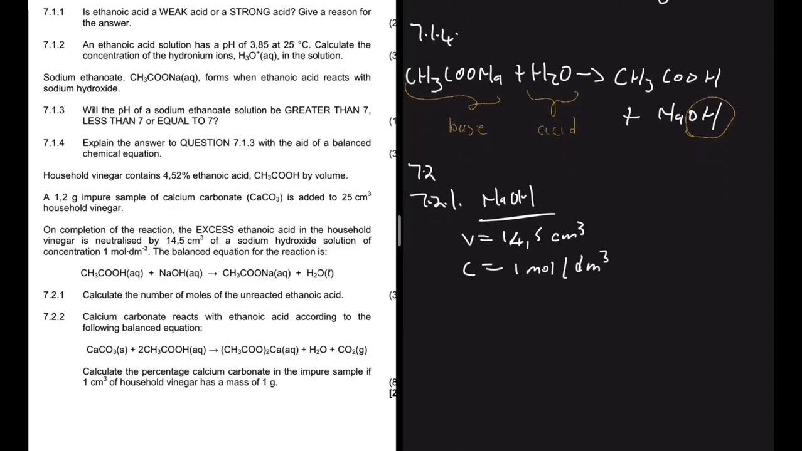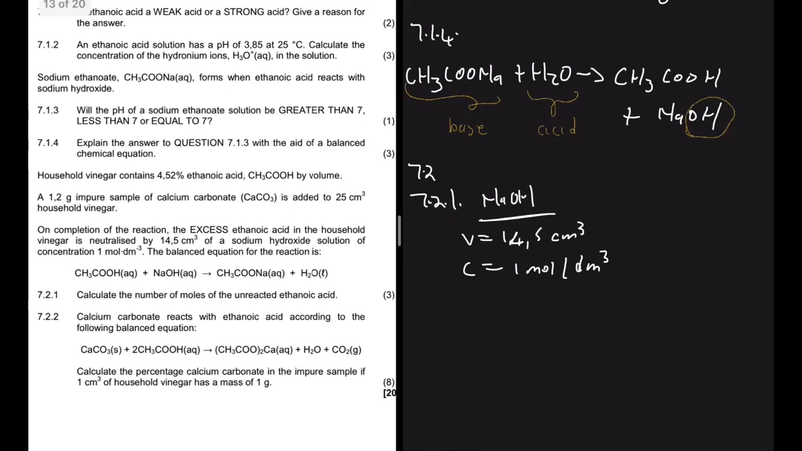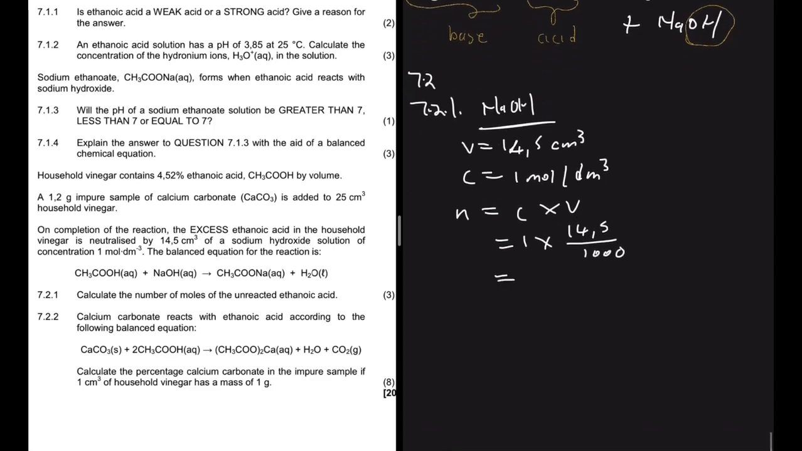So what we can do is find the number of moles of NaOH related to the number of moles of ethanoic acid, and we're basically done, right? From here we can see that the number of moles is equal to the concentration multiplied by the volume. We know the concentration fully well, that is 1, and the volume is 14.5 divided by 1,000. By now you should know why I'm dividing by 1,000.